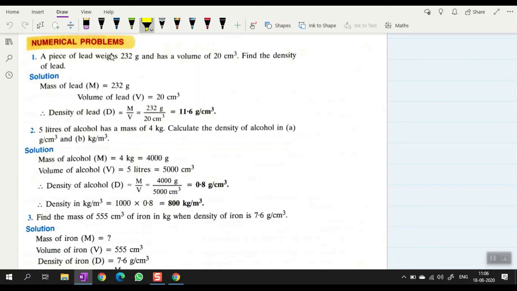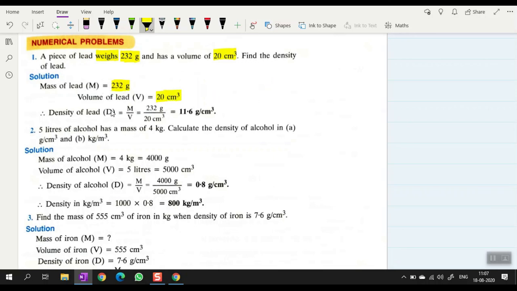So a piece of lead weighs 232 grams. What is 232 grams? It is the mass. When they say weighs or weight, mass and weight for now are to be considered the same. Afterwards, we'll understand what is the difference between mass and weight. But right now, they are the same. So mass of lead is 232 grams, and it has a volume of 20 centimeter cube. So we have mass, we have volume.